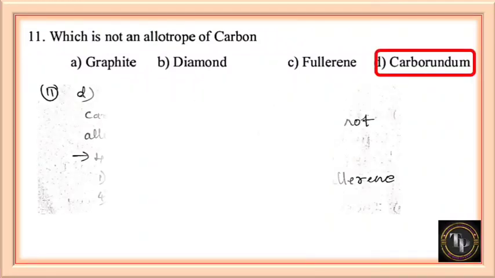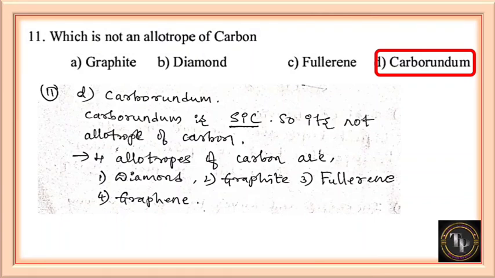See guys, the explanation if you want. Carborundum is silicon carbide, so it's not an allotrope of carbon. Remember, the 4 allotropes of carbon are diamond, graphite, fullerene and graphene. These are the 4 allotropes of carbon. So carborundum is silicon carbide, but it is not an allotrope of carbon, remember.